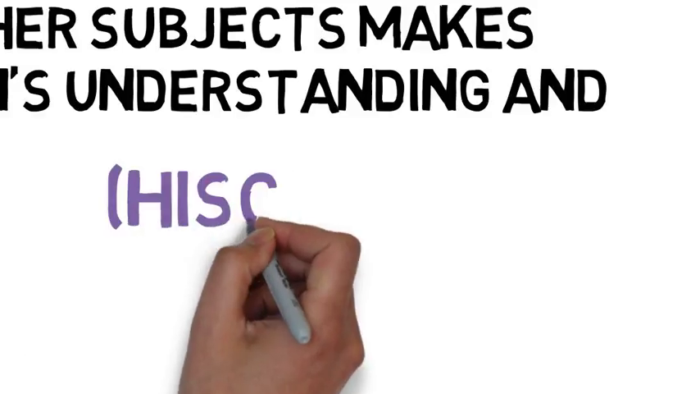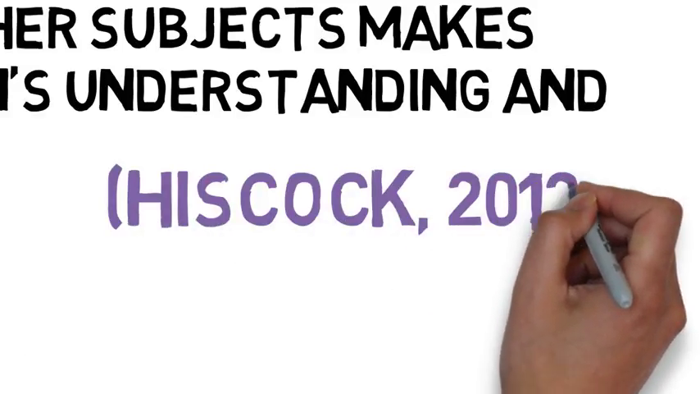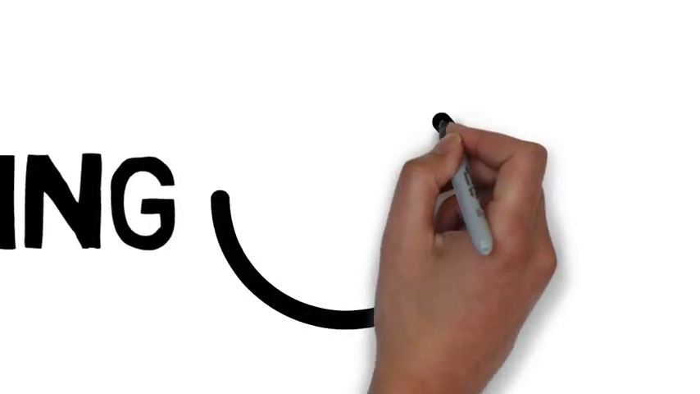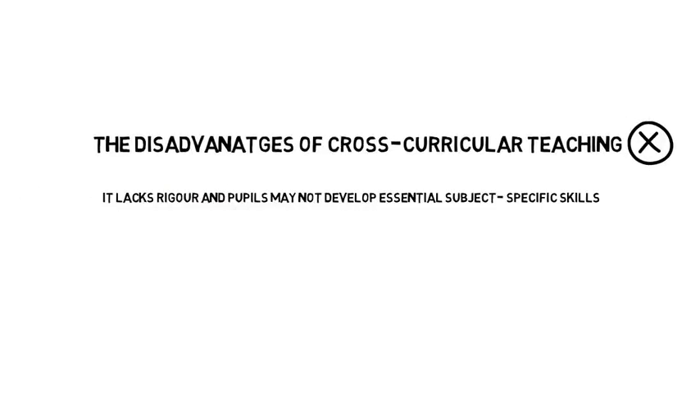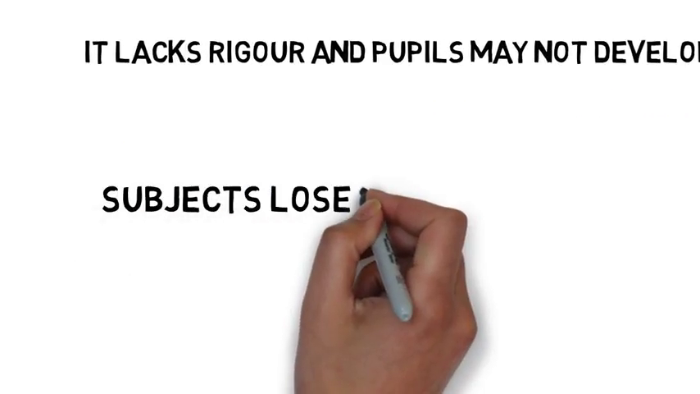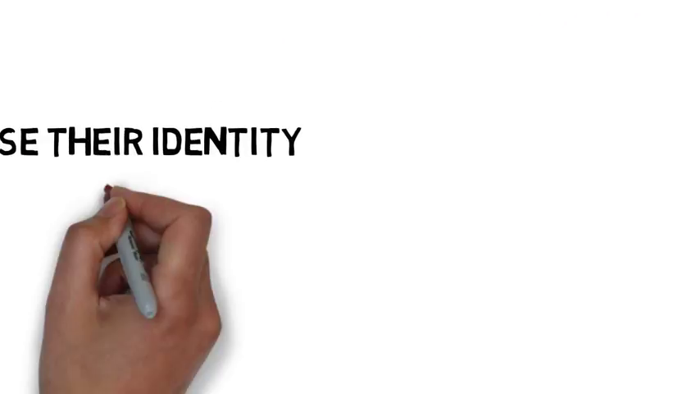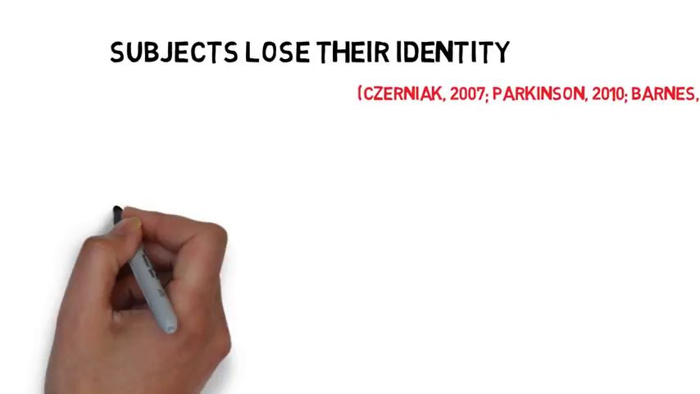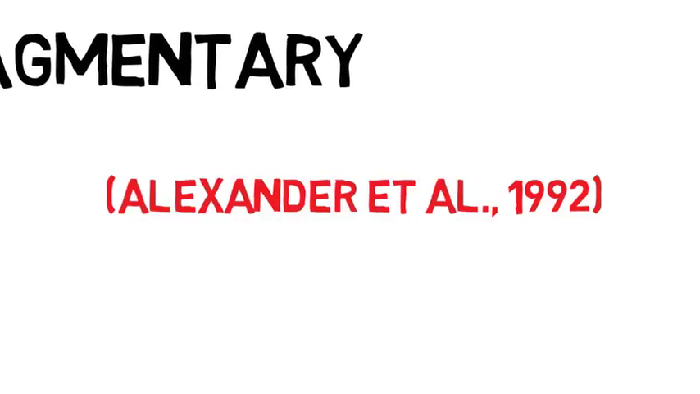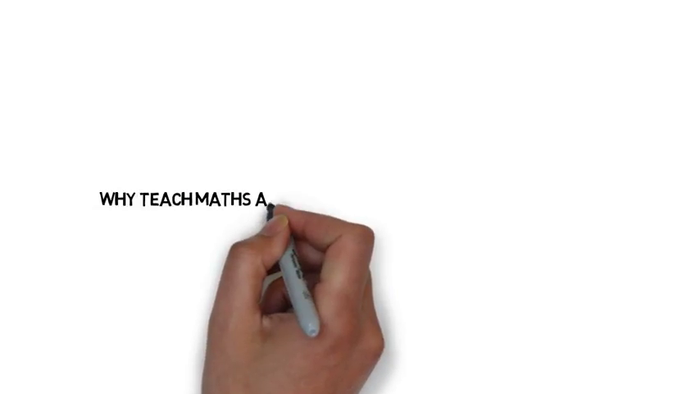When discussing a cross-curricular approach to teaching and learning, it is important to keep in mind the concerns that have been raised by critics of this approach. These are that it lacks rigour and pupils may not develop essential subject-specific skills. Subjects also may lose their identity if they are not seen discretely. Another concern that critics see is that cross-curricular learning is superficial and fragmentary. If poor links are made, this would result in little progress.